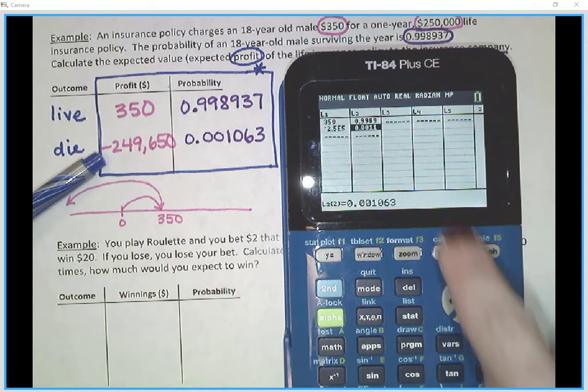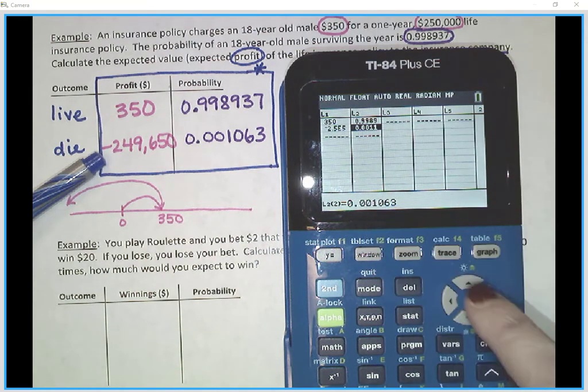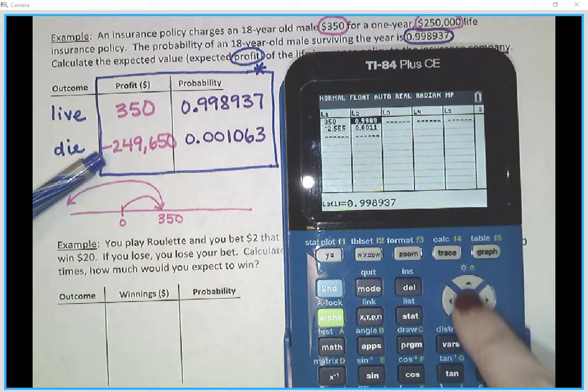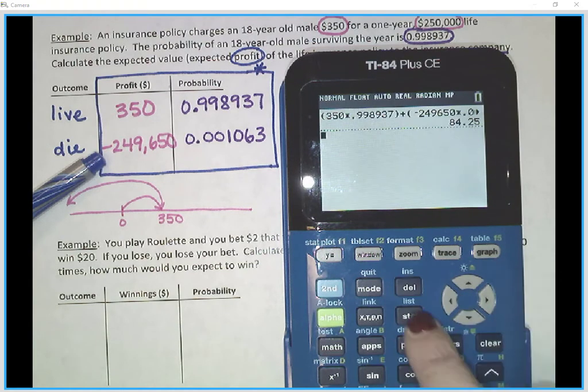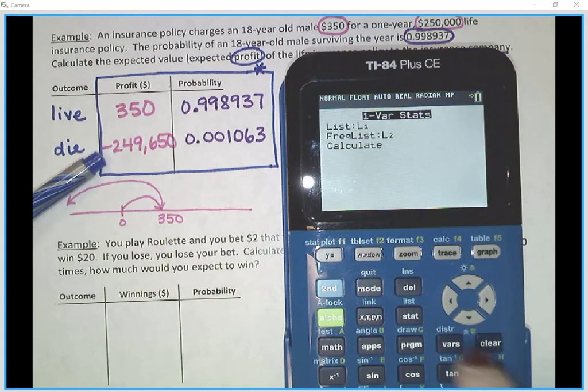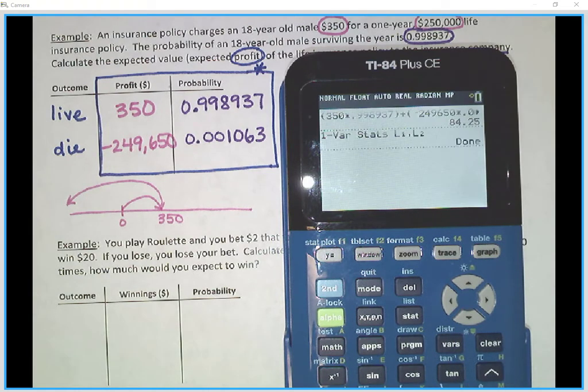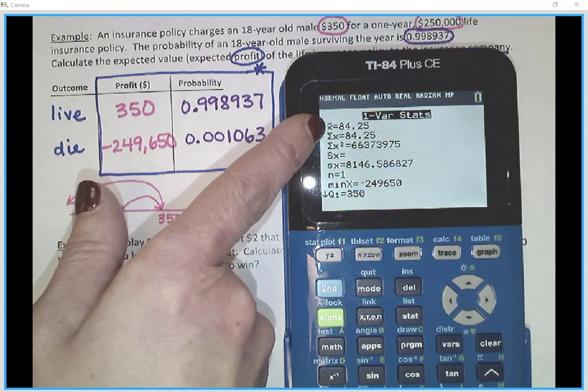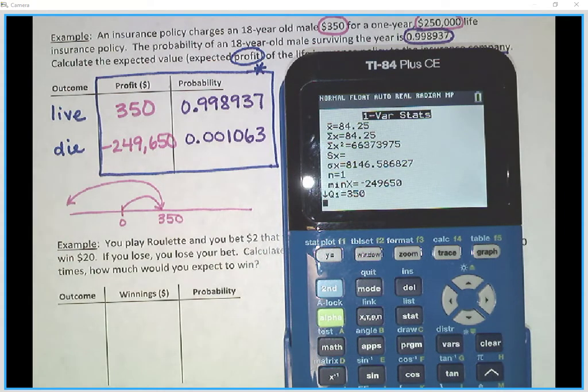And again, I know they look weird, but they've rounded them off, but it's still retained what those numbers are, okay? And then you can do one var stats L1, L2, like we did in the previous section, and you still get, it's the top number, $84.25. So whichever way you'd like to do it, it doesn't really matter.